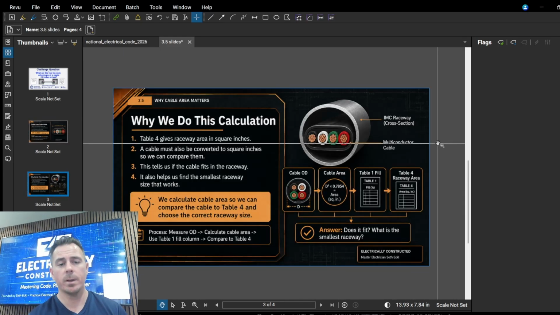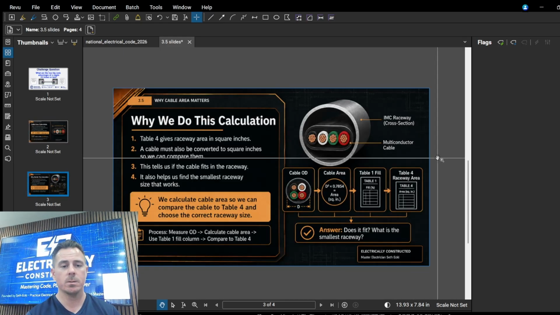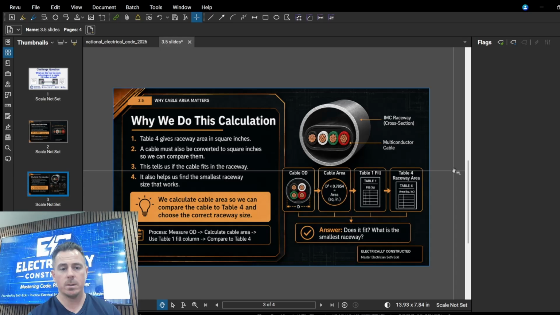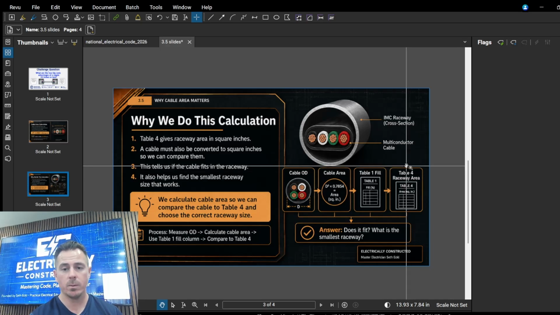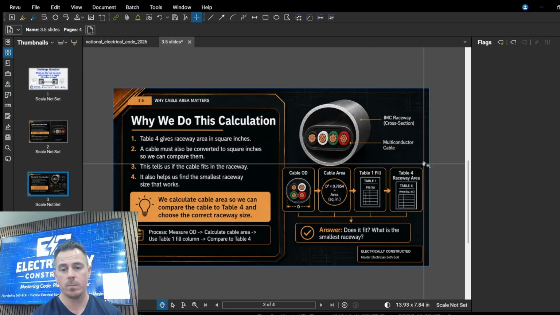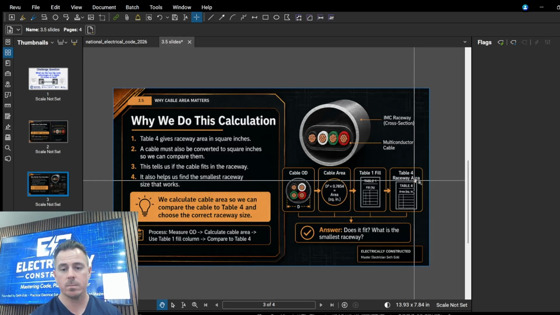Let's go to the next slide. So table 4 gives us raceway area in square inches. A cable must also be converted into square inches so we can compare them. This tells us if the cable fits in the raceway. So once you do your formula, you'll know the square inches of your cable, and then you can compare it to table 4 raceway fills. So like we just did with the rigid raceway, you can do that for all of them. And it also helps us find the smallest raceway size that works.